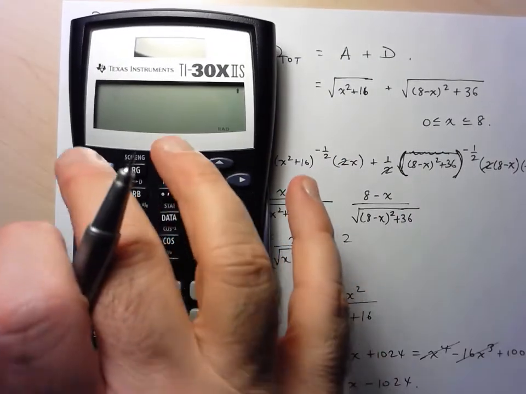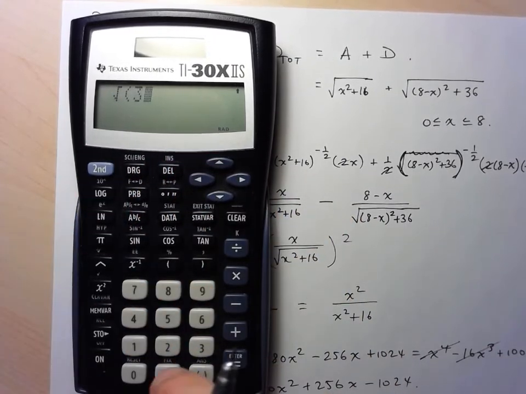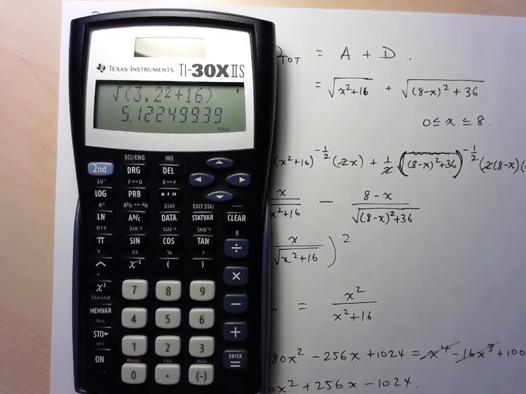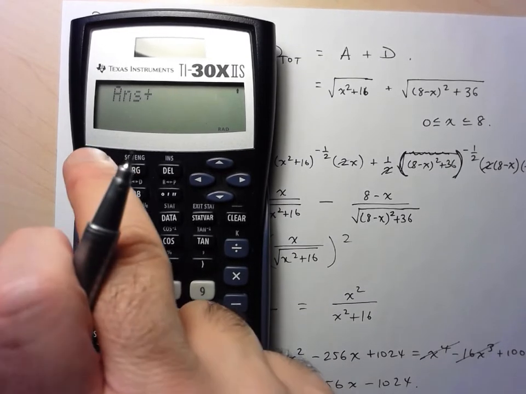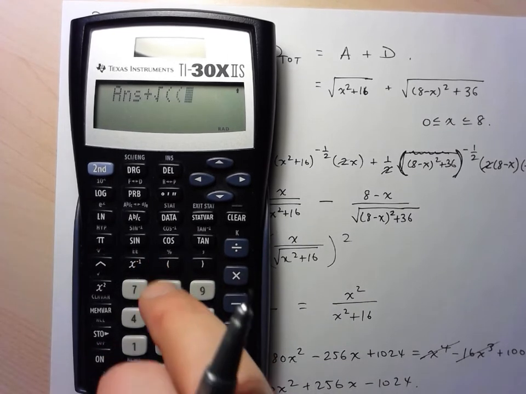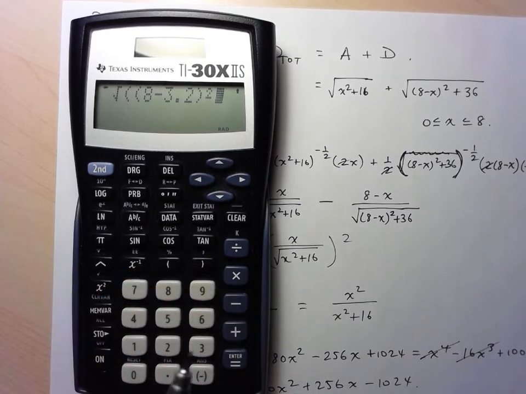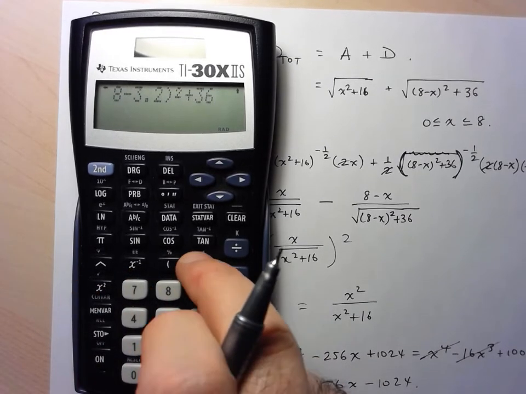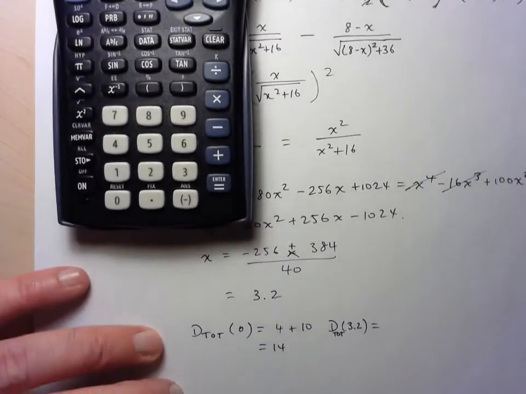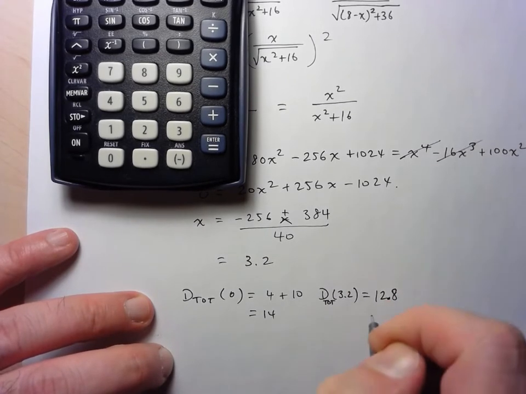Okay, so square root of 3.2 squared plus 16. Okay, plus square root of 8 minus 3.2 squared plus 36. So it looks like 12.8. So here that's 12.8. So far this one's the winner.